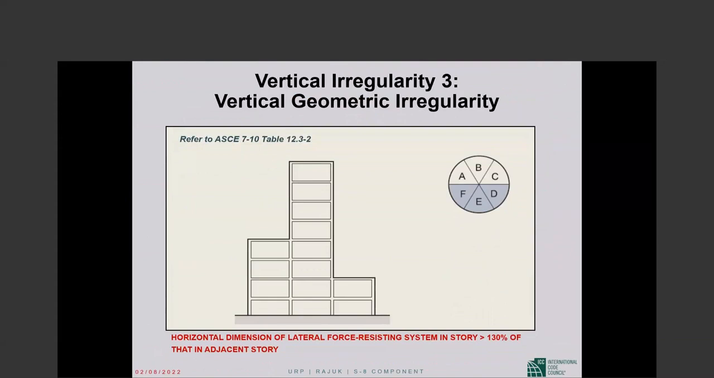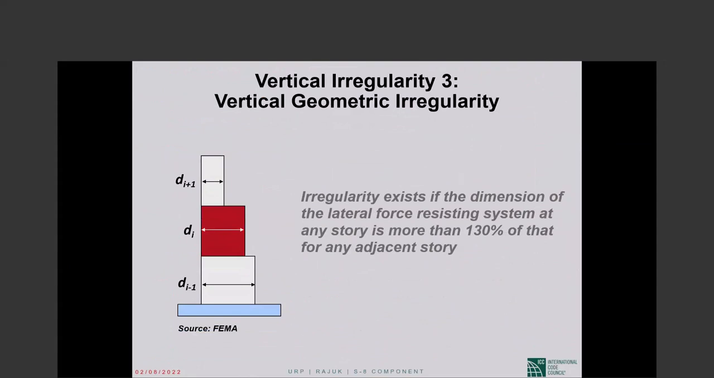Vertical type 3, vertical geometric irregularity. The horizontal dimension of the lateral force resisting system, not the building plan, the lateral force resisting system, that is important. So if the horizontal dimension of the lateral force resisting system in a story is larger than 130% of that in an adjacent story, then vertical type 3 will be triggered. This is PIMA's rendition. Okay, same thing.